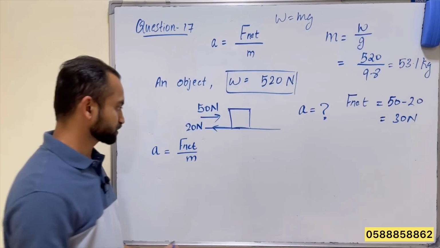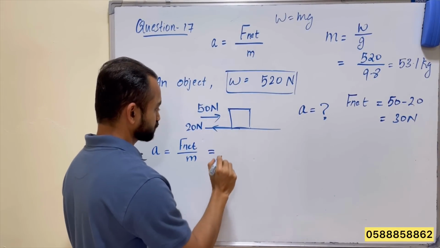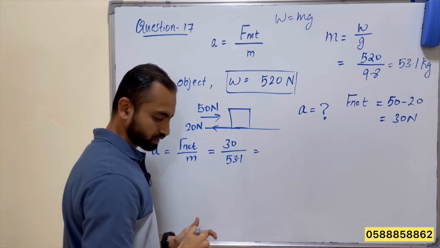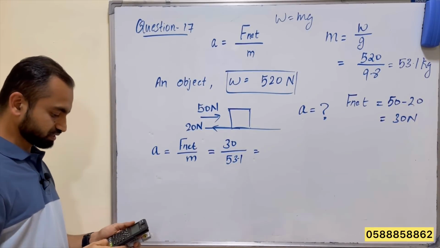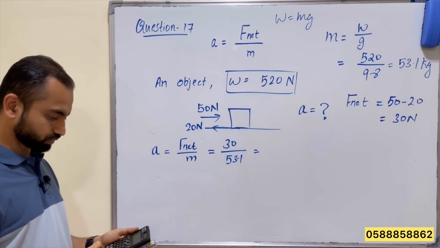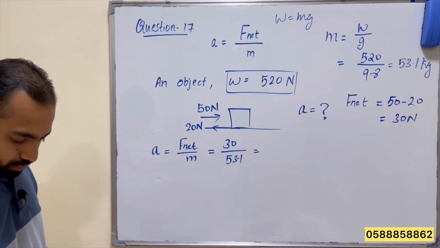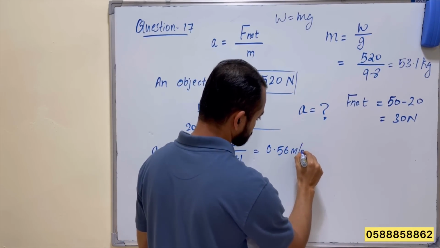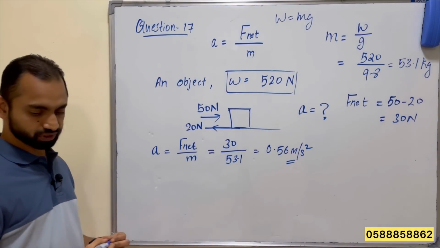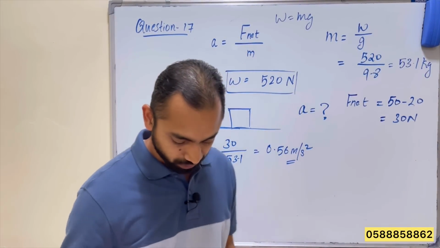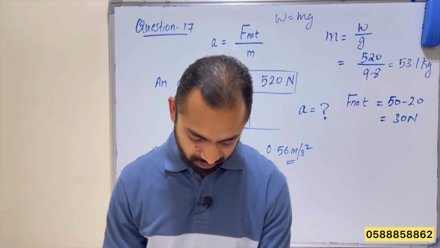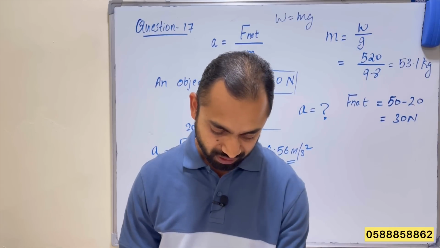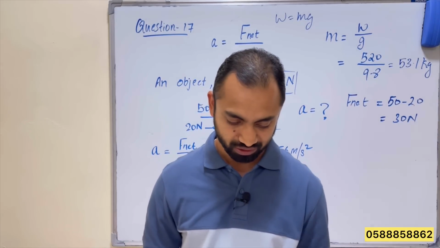That is equal to net force. So net force is 30 and mass is 53.1. What is the value of the acceleration of the object? 30 divided by 53.1 equals 0.56. 0.56 meter per second squared is the acceleration of the object. This type of question you can practice more, using Newton's second law to solve numerical problems. And the inclined plane questions we have explained already.